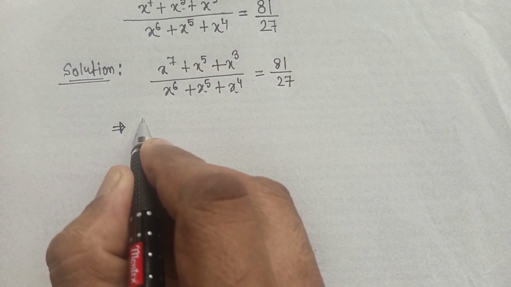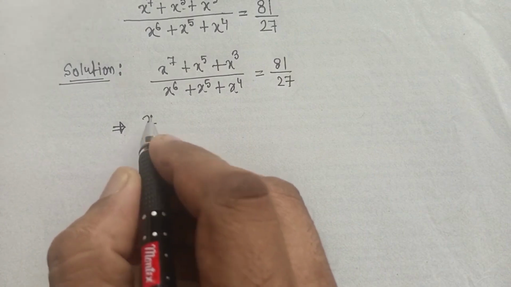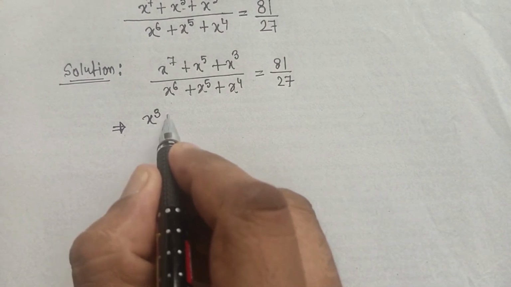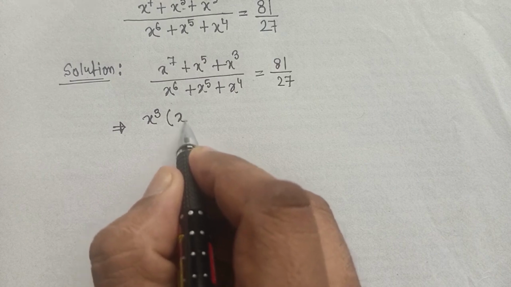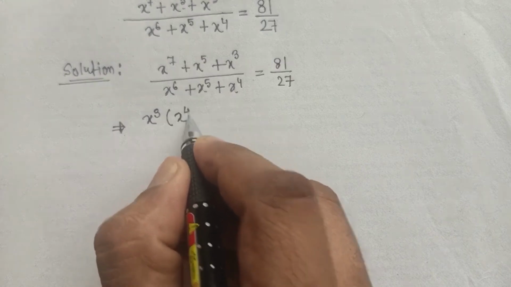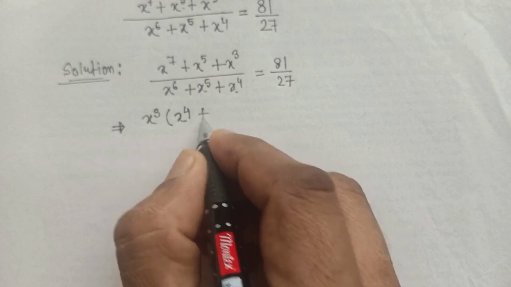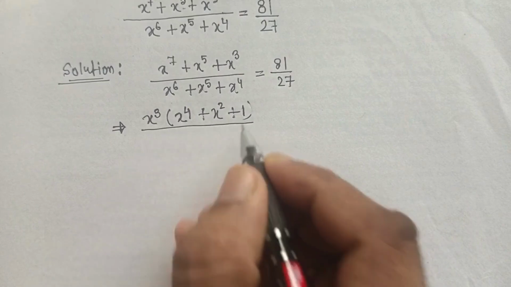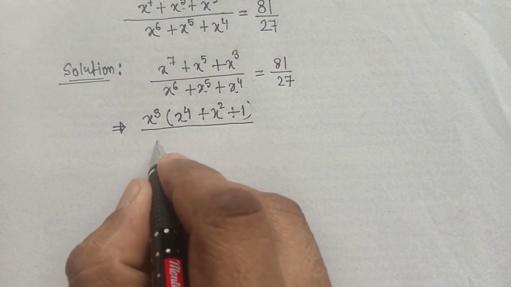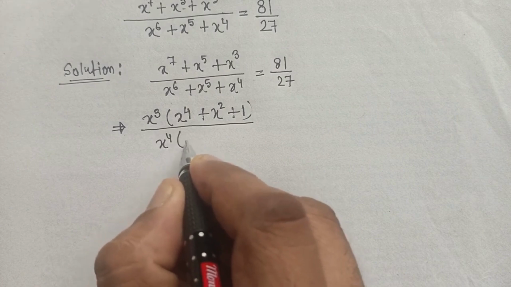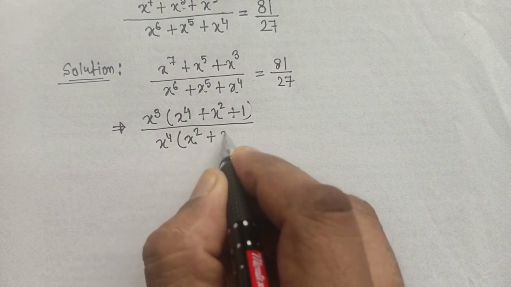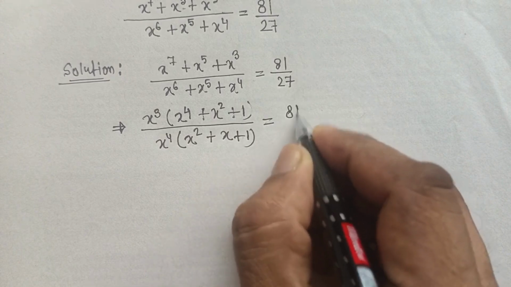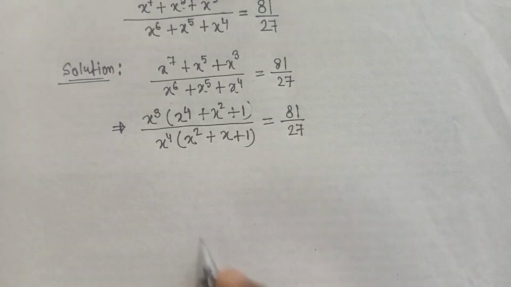Now we are taking x^3 common from the upper part, so the remaining part will be x^4 + x^2 + 1, and the lower part, if we take x^4 common, will be x^2 + x + 1, and it will be the same as 81/27.